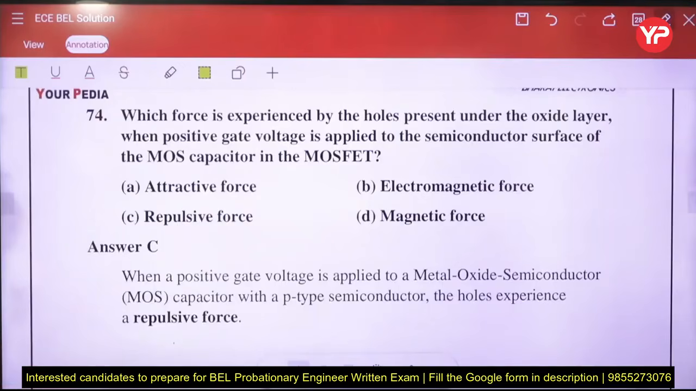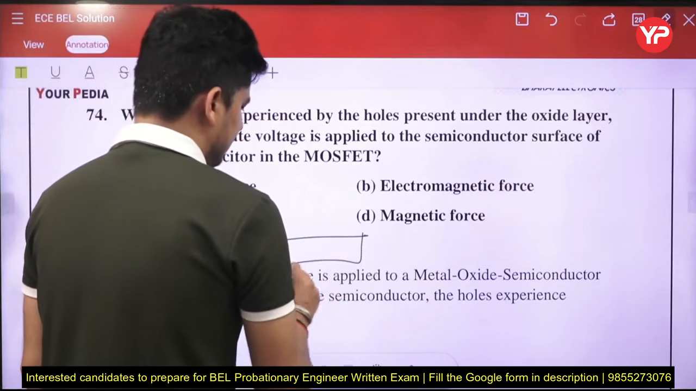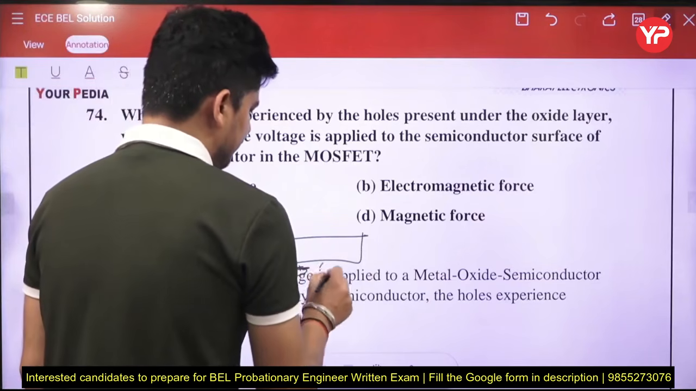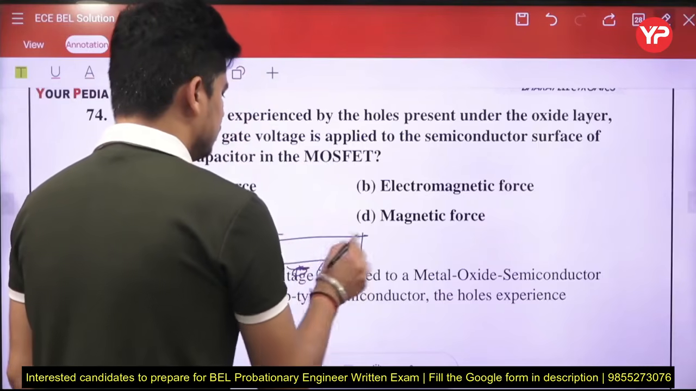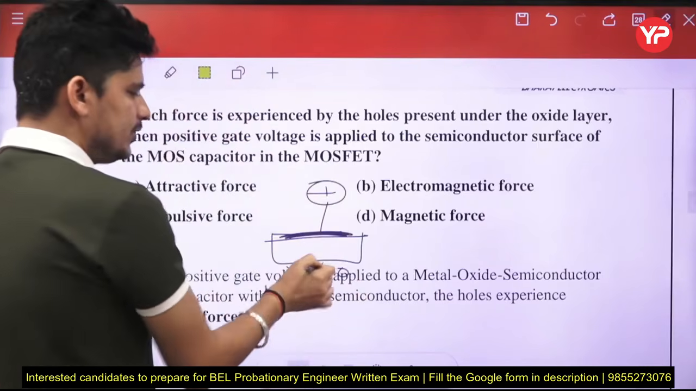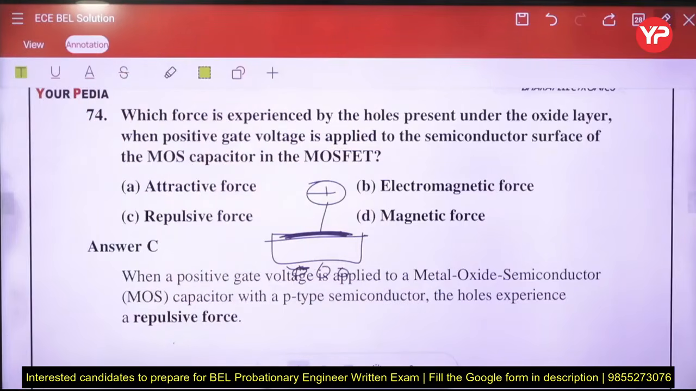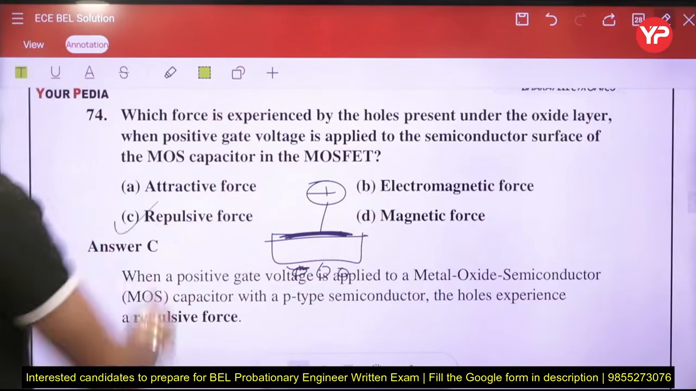Which force is experienced by a hole present under the oxide layer when a positive gate voltage is applied to the semiconductor surface? Whenever you apply a positive voltage, this is the oxide layer here, and here is a hole, and this is your gate. If you apply a positive voltage on the gate, the hole also has a positive charge, so positive charges repel each other. That is a repulsive force.